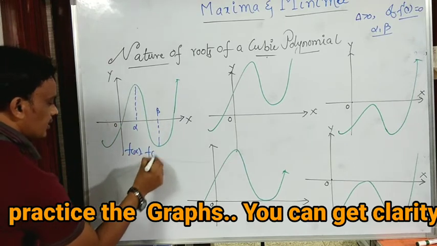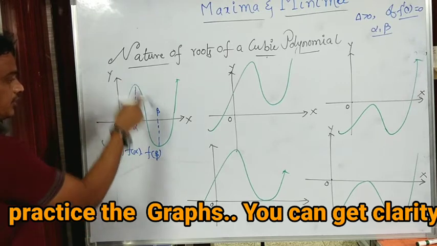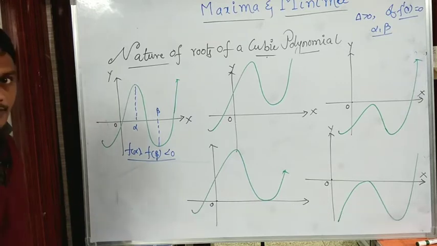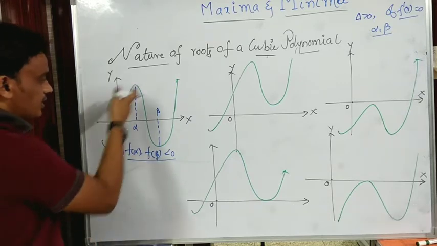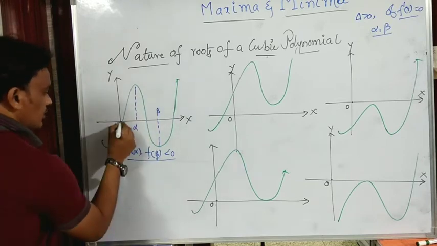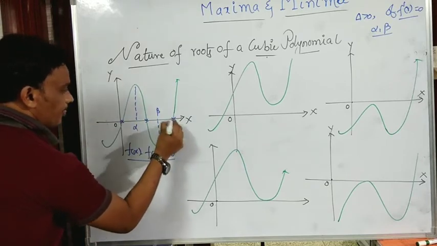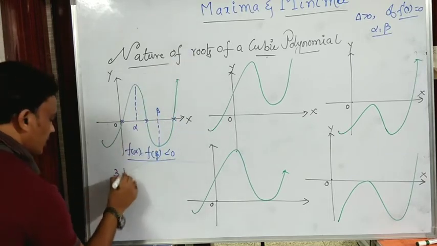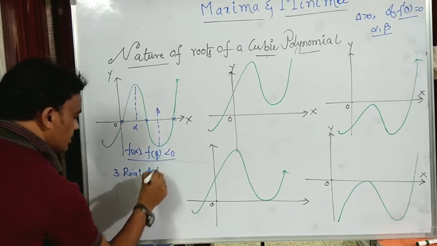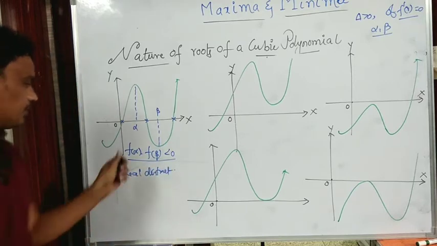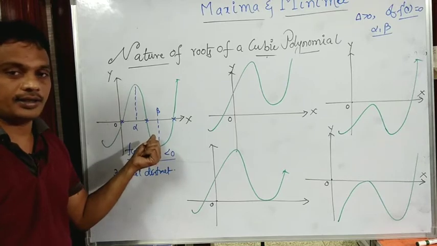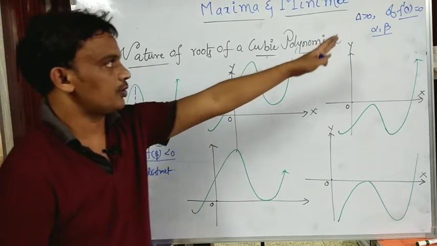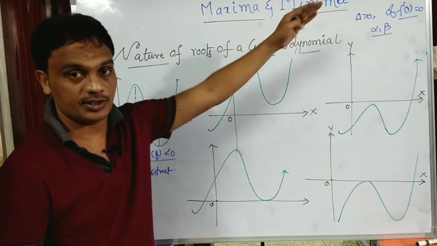f of alpha into f of beta: f of alpha is positive, f of beta is negative. So f of alpha into f of beta is less than 0. Am I right? If it satisfies this condition, what about the nature of roots? At how many places is it intersecting? At 3 points. So what is the nature of the cubic polynomial which has 3 real distinct roots? Please observe this one. What are alpha and beta? They are the stationary points, at one point maximum, at one point minimum, which are the roots of the second degree equation. Just now we discussed that.